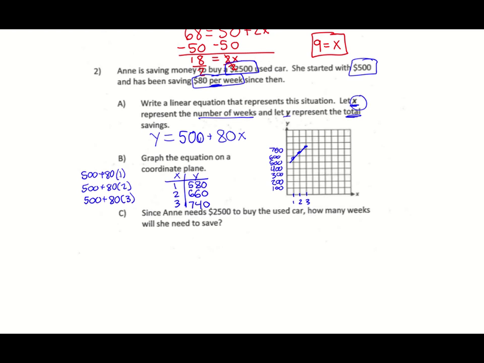Okay, and our last part here, since Anne needs $2,500 to buy the used car, how many weeks will she need to save? So if we need a total of $2,500, that is going to be our y. That's our total we're trying to get. And we want to know how many weeks. And we know that is our x. So we are trying to solve for x in this case.